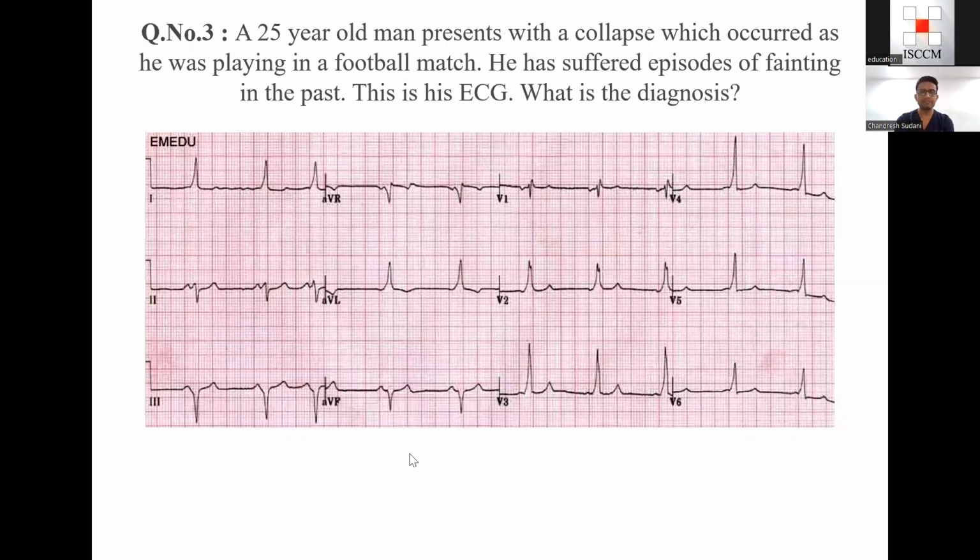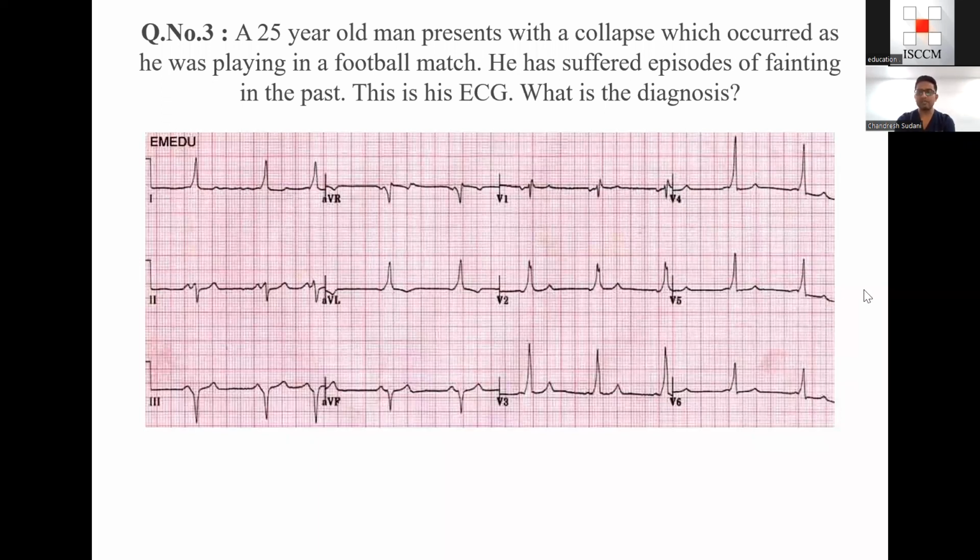You can type yes. One of the audience has identified here a delta wave. Very good observation. So if you see here, the starting of the P wave and the starting of the QRS complex, that you have to observe very carefully. When you see that the QRS complex is starting very early in a pre-excited form, that is pre-excitation.